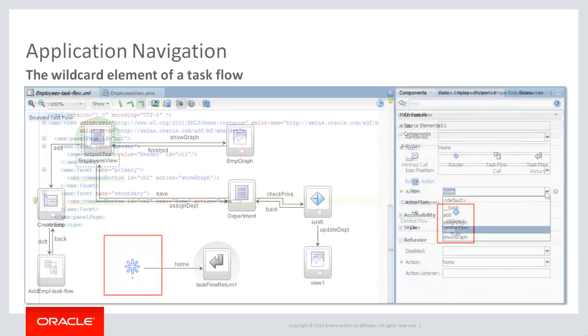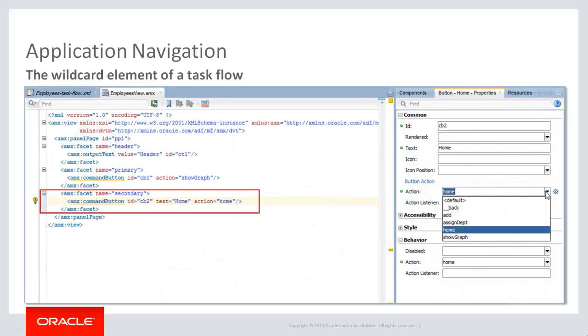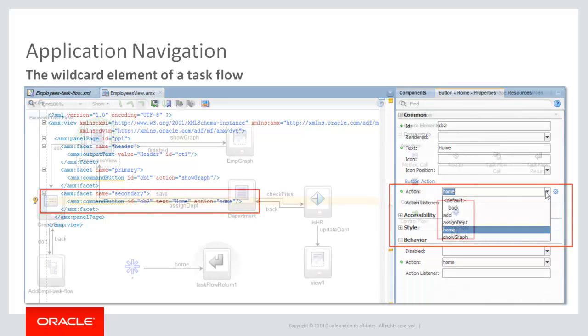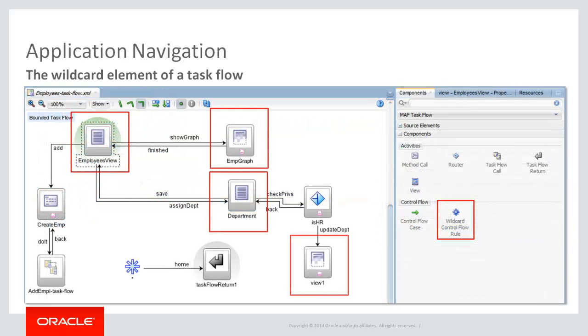If you look at the employees view page, you'll see that on the home button you have an action, and if you look at all the available actions in the property inspector, you'll see that home is one of the options. That means that any of these views on this task flow has the ability to navigate directly to this home return task flow via the wildcard. And note that if I'd called the wildcard emp asterisk, then any views that started with EMP would be able to access the wildcard, and only those views that started with the letters EMP.